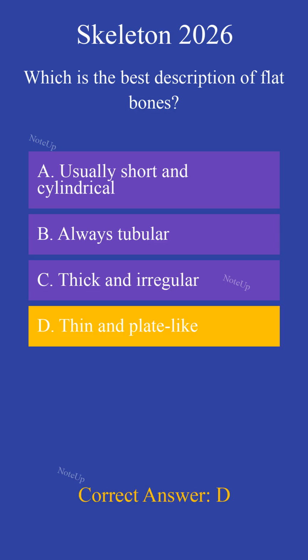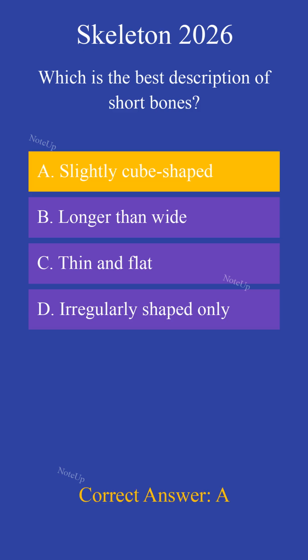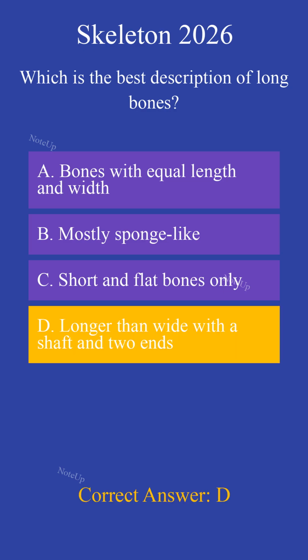The correct answer is D. Thin and plate-like. Which is the best description of short bones? The correct answer is A. Slightly cube-shaped. Which is the best description of long bones? The correct answer is D. Longer than wide with a shaft and two ends.